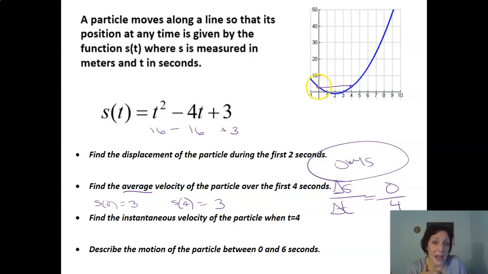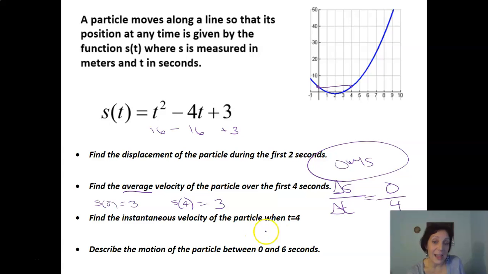As you notice, I have my position changing negatively for a while. In other words, it's moving in the negative direction. And then at 2, it turns around and it starts moving in the positive direction again. So it's just that I had some negative motion cancel my positive motion for a displacement of 0. All right.